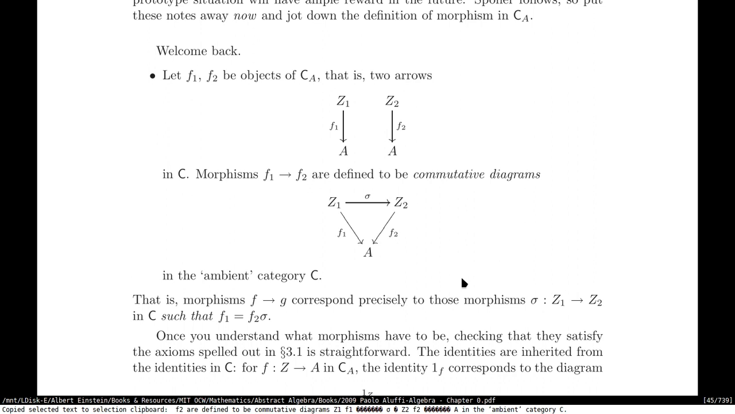So these commutative diagrams are actually the morphisms of the category CA, right? So it's kind of confusing because it's like a word salad at this point. But how to not get confused is that you have to remember these are the objects, and you're trying to find a relationship between these two objects, and this relationship is going to be the morphism of the category, right? And that is what it is, right?